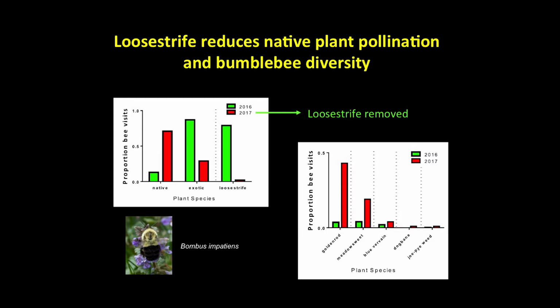So even removing a small patch of an exotic will have a major impact on the native plant pollinator interactions and those native pollination systems that I was talking about. The last thing that I want to point out, talk about climate change.